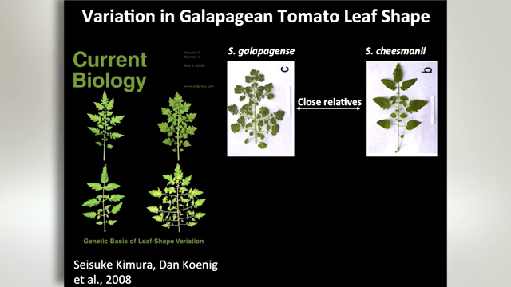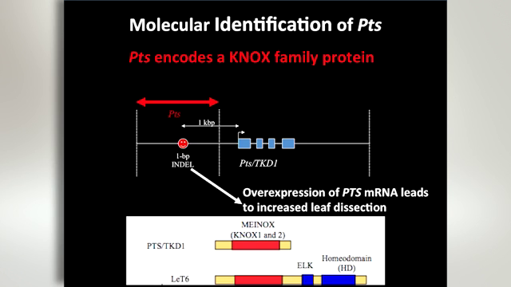So we tried to look at the variation in the Galapagos tomatoes, Solanum galapagense and Solanum cheesmaniae, which are really quite varied. And this is a much less complex leaf than the galapagense leaf. And it was known from genetics done by Charlie Rick that this was determined by a single semi-dominant locus. So Seisuke Kimura and Dan Koenig, who are in my lab, did a chromosome walk to clone this natural variation locus, and they found that this was also a Knox gene. And so the causal mutation was a single base pair indel. The gene was very interesting in that it was unlike regular Knox genes that have a protein interaction and DNA binding domain. This just had a protein-protein interaction domain, and it was lacking the homeodomain.